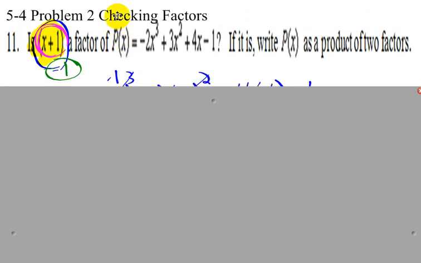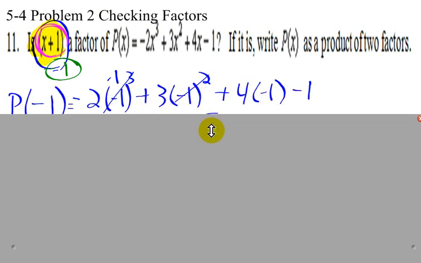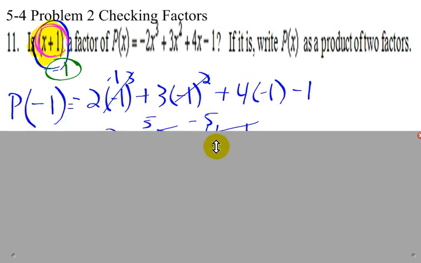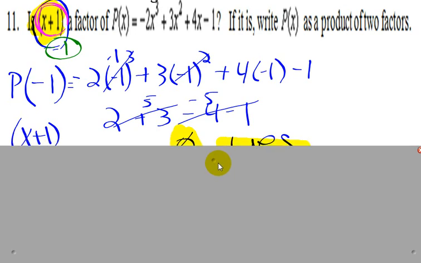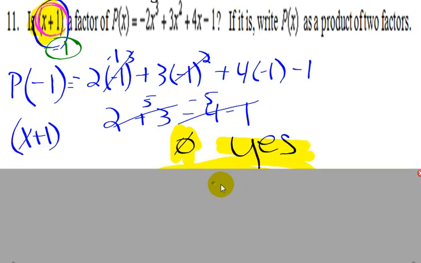So what do you do? Flip the sign. Right, that's what you would have done for synthetic anyway. Flip the sign. Now instead of doing synthetic division, just plug it in. For p of x, do p of negative 1. When you plug it in, does it give me a 0? And it does. So yes, it's a factor.